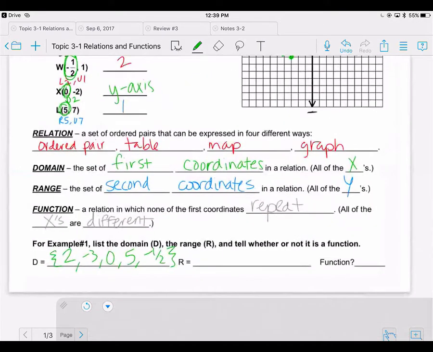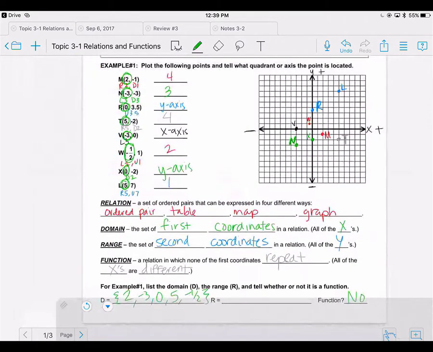Now, because I have an x of 5 that repeats, -3 that repeats, and 0 that repeats, this would not be a function. Without finding the range whatsoever, I can already tell you this is not a function, because the function depends on the domain, and the domain has repeats.